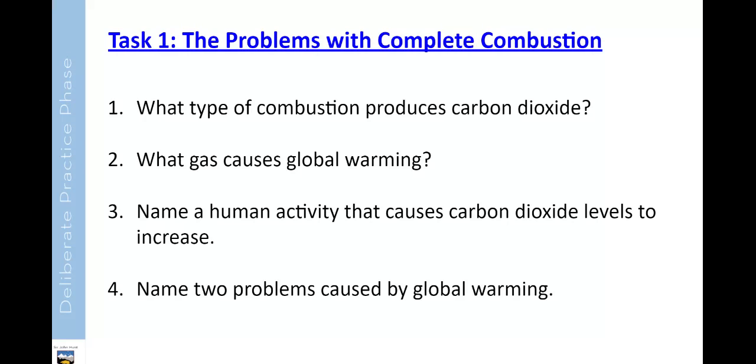So your first task is to go to your student worksheet and complete these questions on the problems with complete combustion. Pause me, come back once you have answered them for your answers.